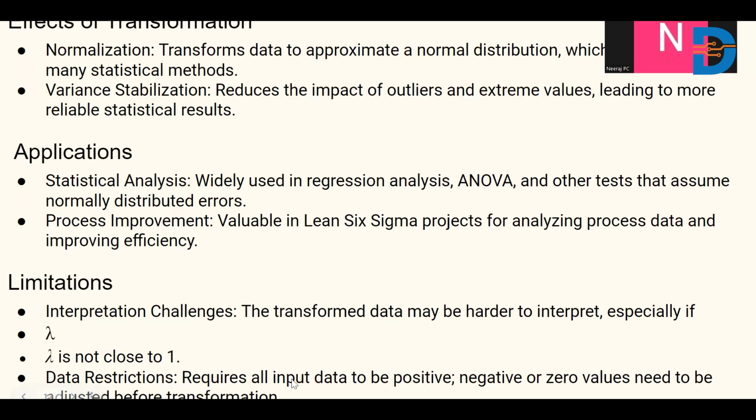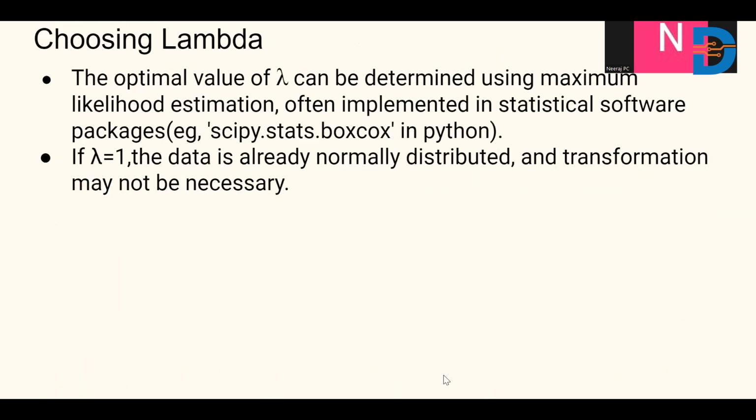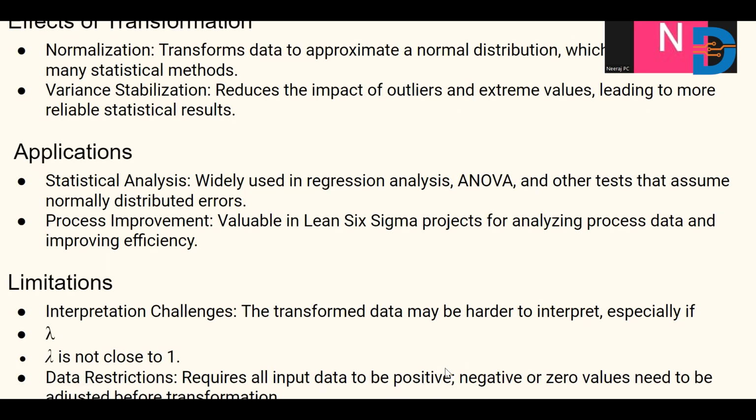Data restriction: it requires all input data to be positive, not negative or 0 values. So the whole and sole purpose, let's say I have a positive value, it is fine. If it is a negative or a 0 value, then we need to adjust it before transformation. So this particular Box-Cox transformation expects the input data to be positive.